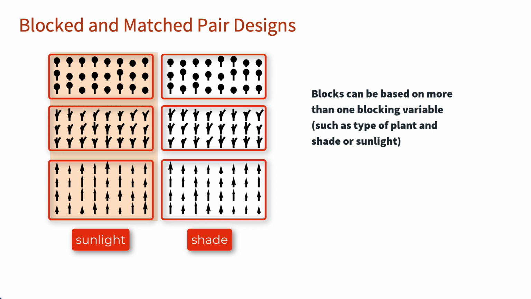The advantage of blocking over randomization is similar to the advantage of stratification over simple random sampling. While randomization can only make groups similar on average, blocking can make groups nearly identical, at least with respect to the blocking variable, not just similar on average.